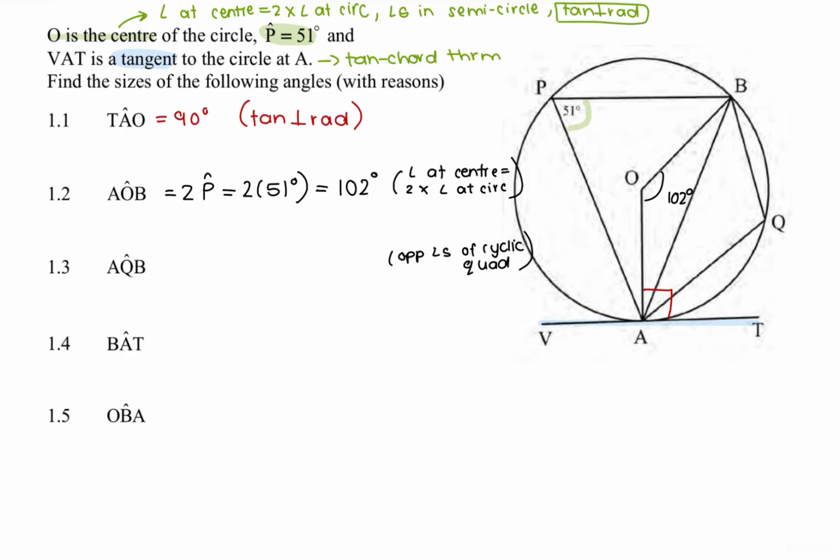So therefore, AQB must be 180 less 51 degrees, which, if you type that into your calculator or do mental math, should be 129. Okay, and don't forget the last step. Once I've written it down, where does it go? It goes to my diagram. All right, now let's do the next. BAT.